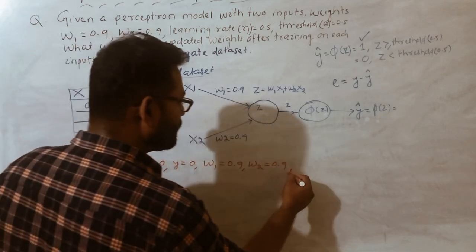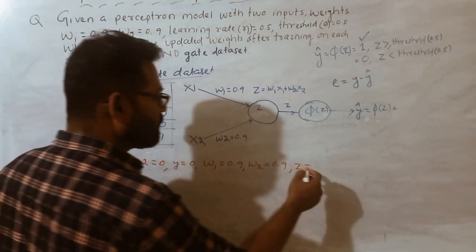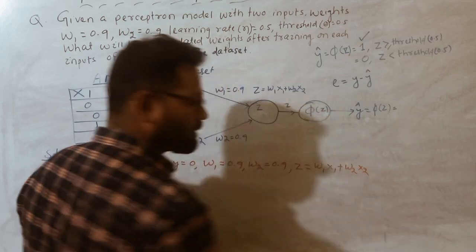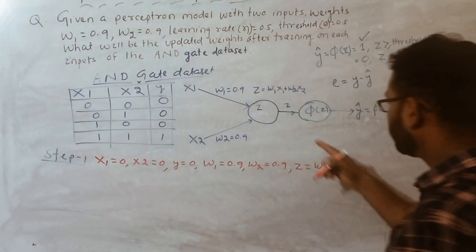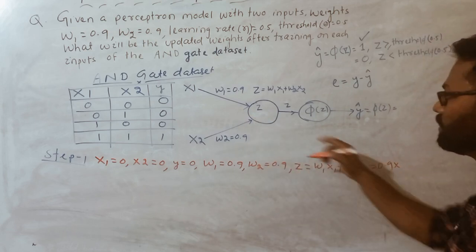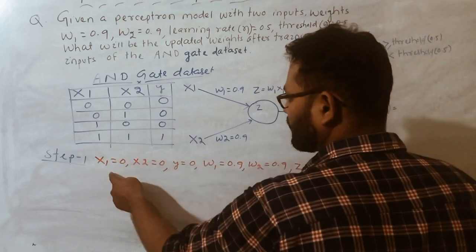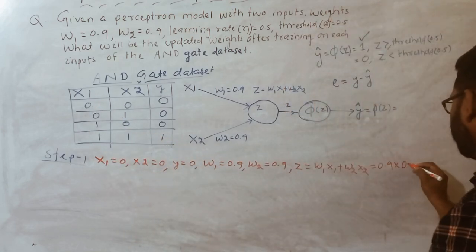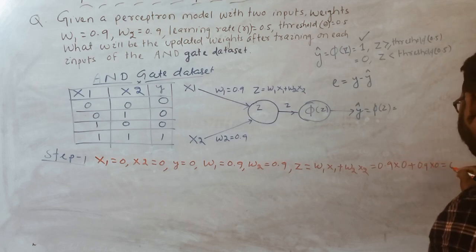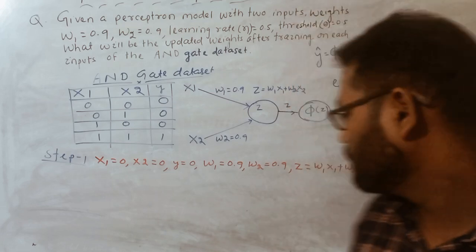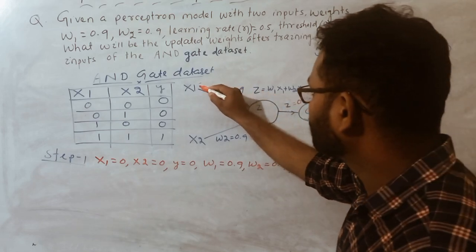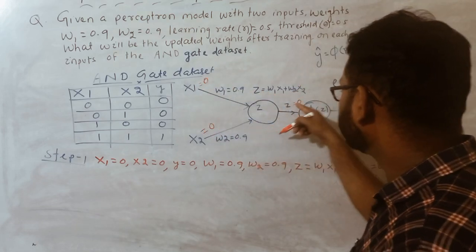So what is the z value? z is equal to w1 x1 plus w2 x2. What is my w1? My w1 is 0.9 into x1, which is 0, plus w2 0.9 into x2, which is also 0. So in total I am getting a z value of 0. So for x1 equal to 0 and x2 equal to 0, my z value is 0.